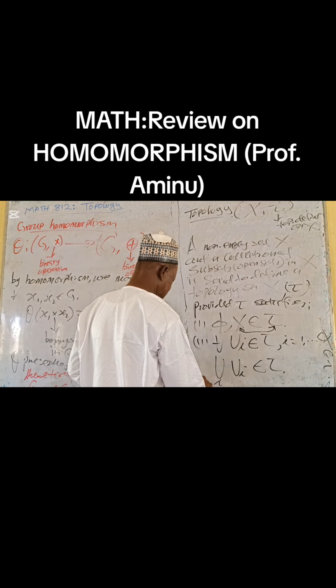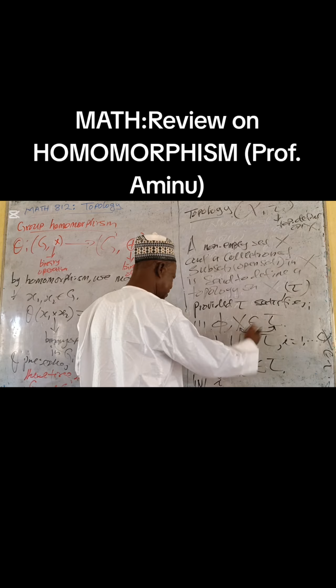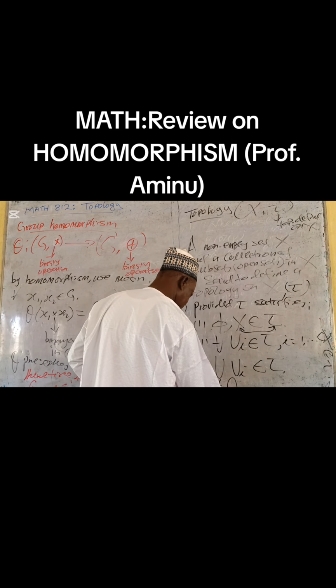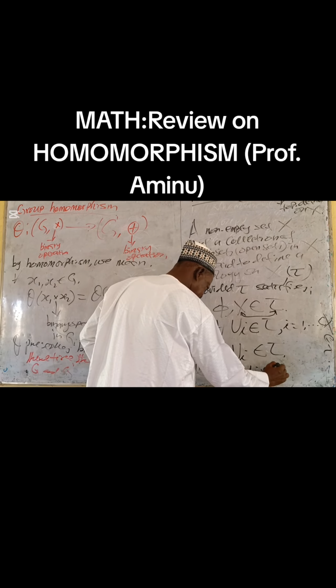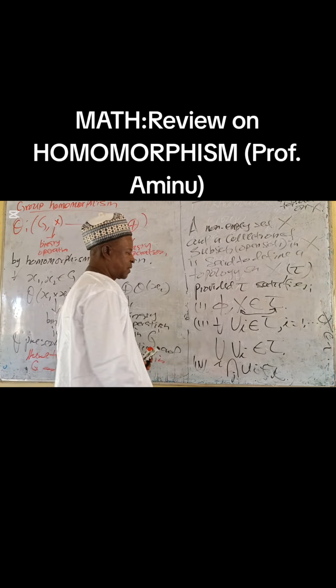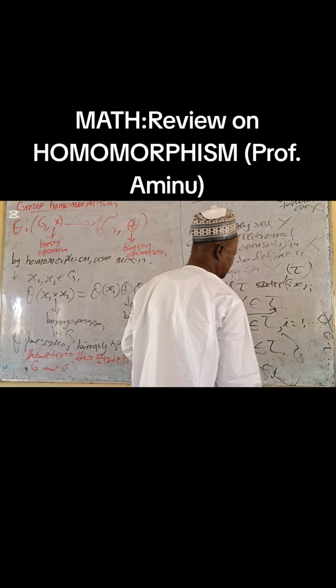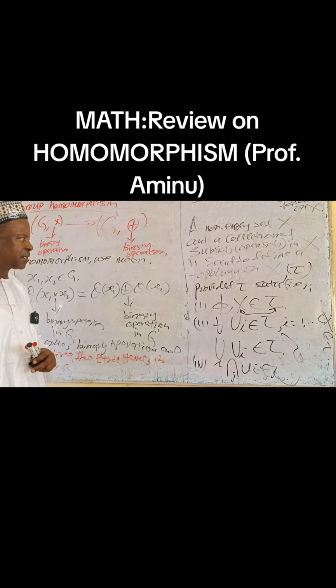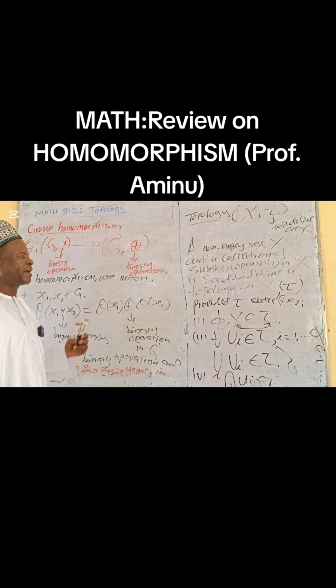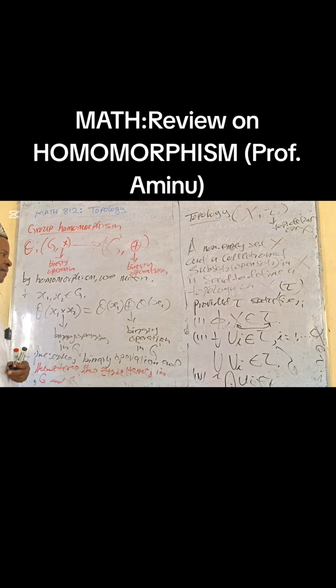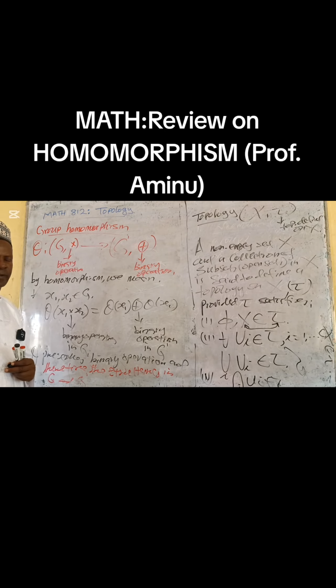Then number three, the last one, that for any such finite intersection, the intersection over i of U_i is also in tau. So it contains both the union and the intersection. Now if tau actually satisfies this, then you say it is a topology on the space X. So that maybe you can calculate this.